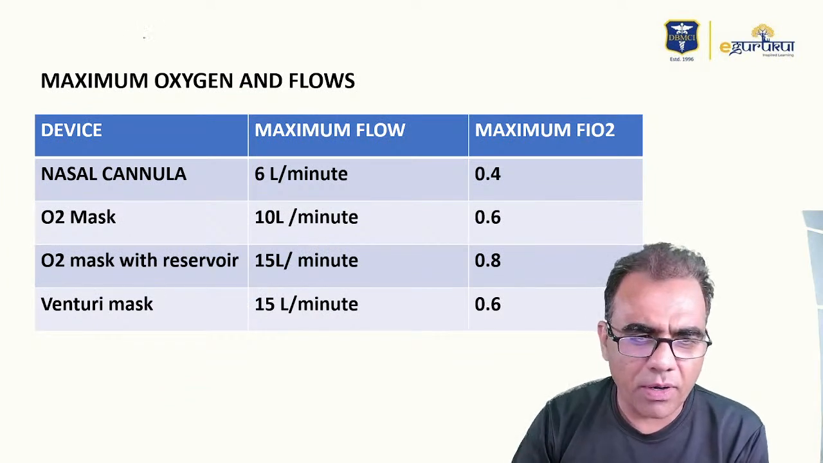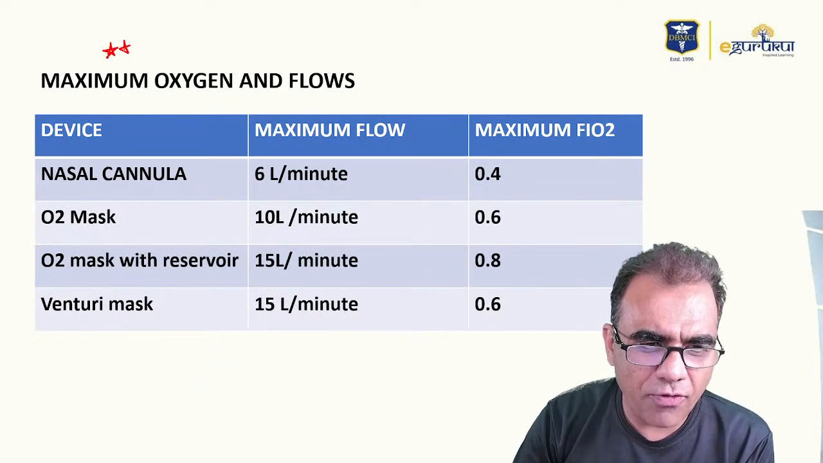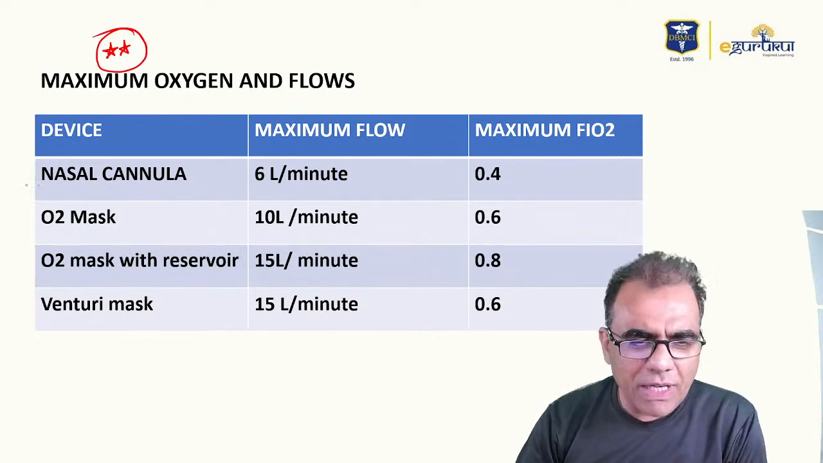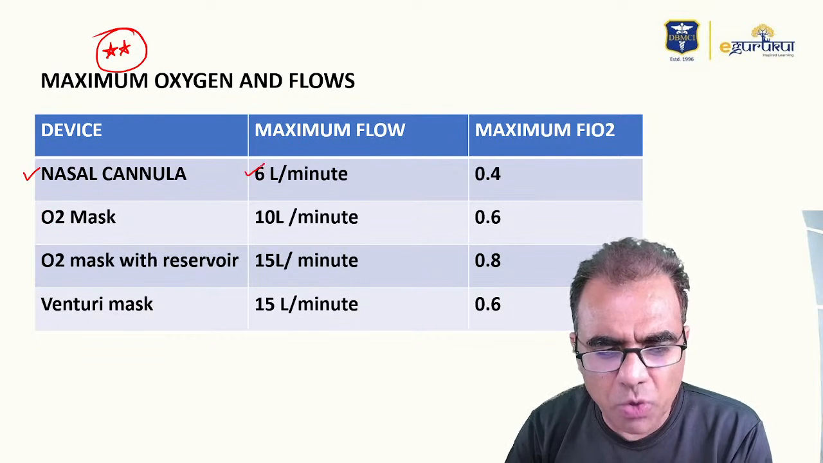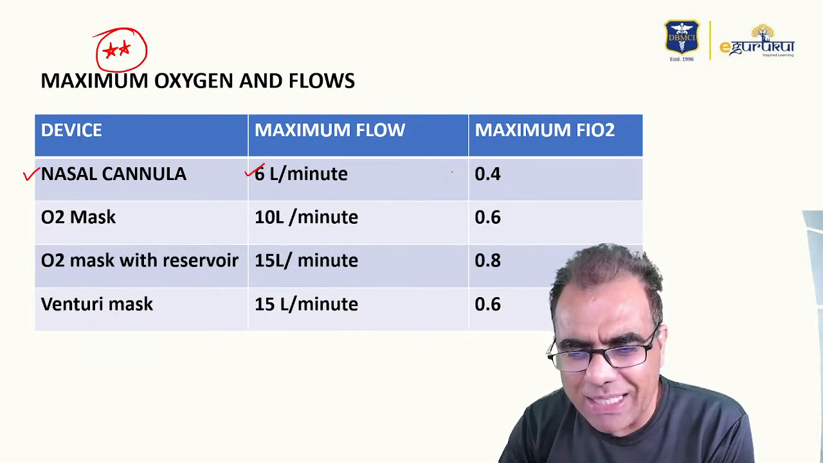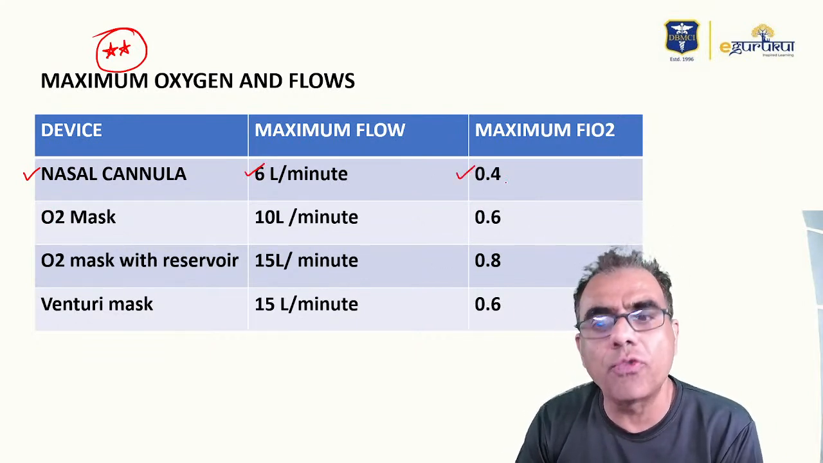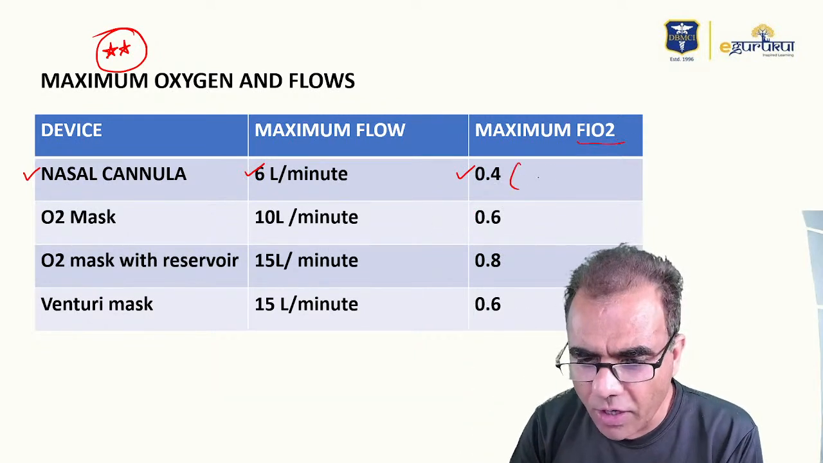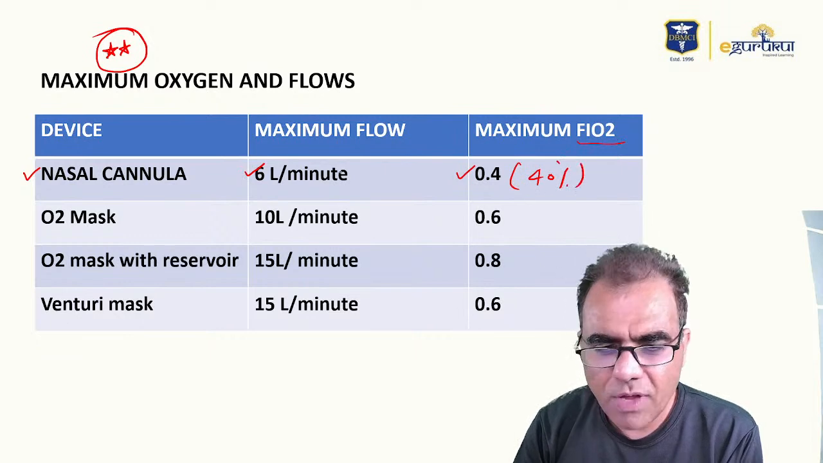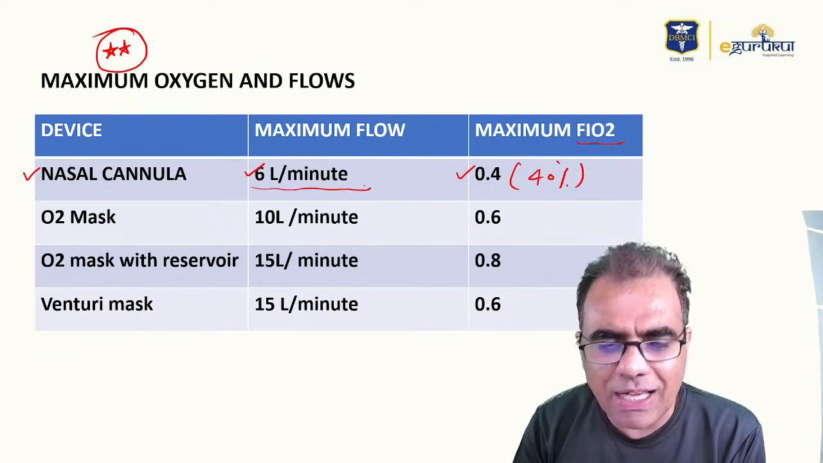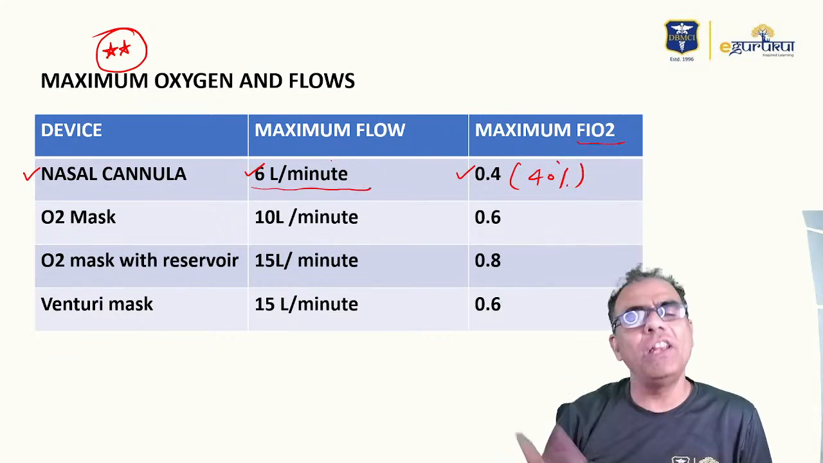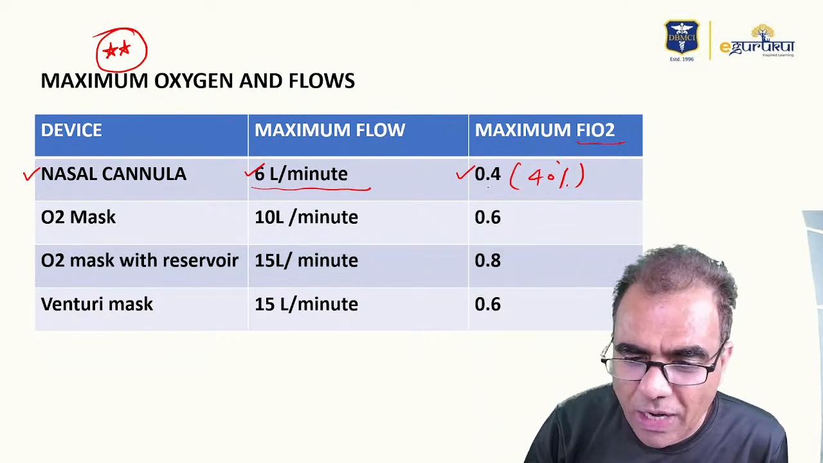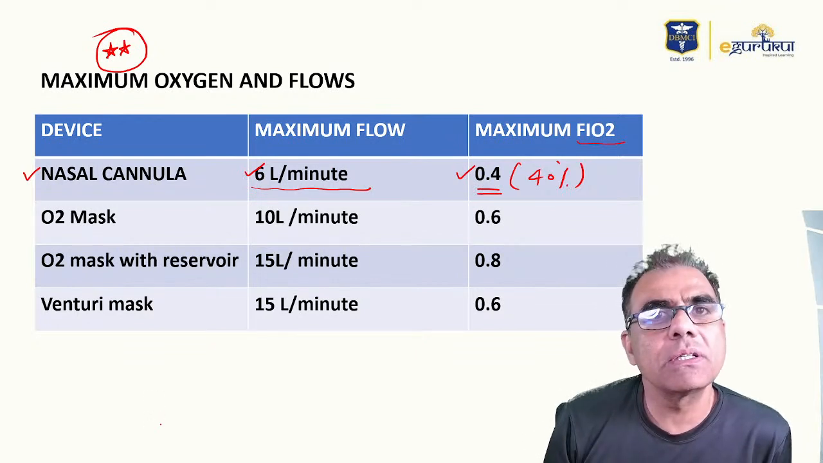So this is a very important table. You must remember it, and you can expect a question on this. With the nasal cannula, the maximum flow you can use is 6 liters per minute, and the maximum FiO2 you are going to get is 0.4. FiO2 means the maximum delivered oxygen; 0.4, in other words 40%. I've seen people using 10 liters, 15 liters with a nasal cannula; they are wasting oxygen. At 6 liters, you get a maximum output of 40%.